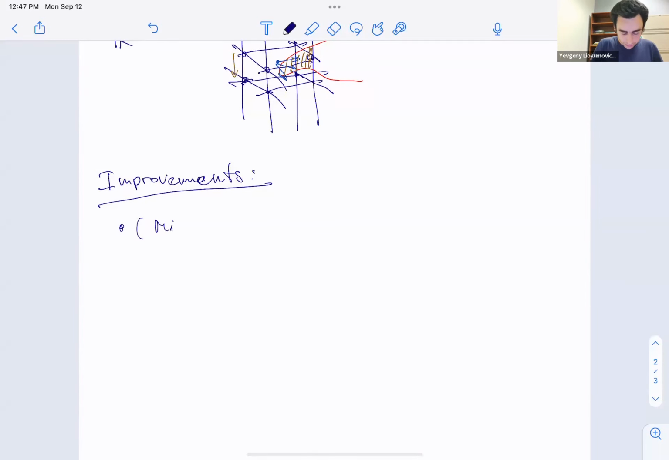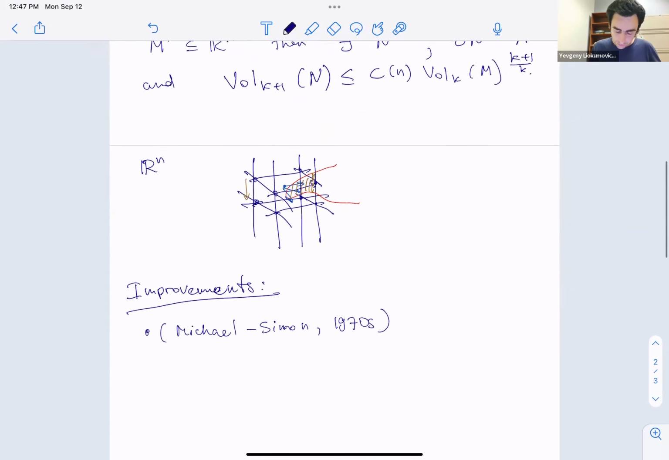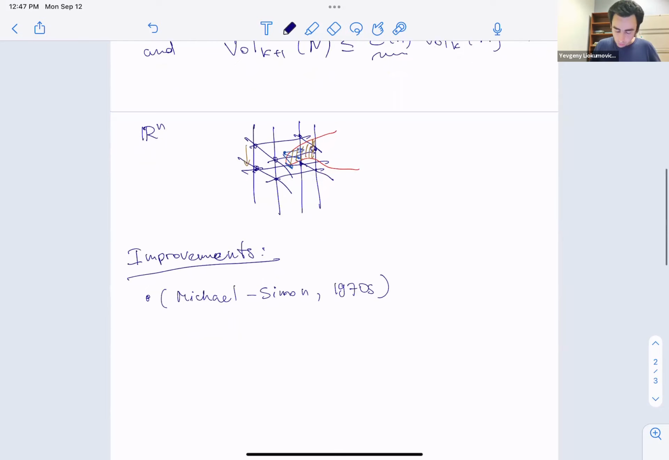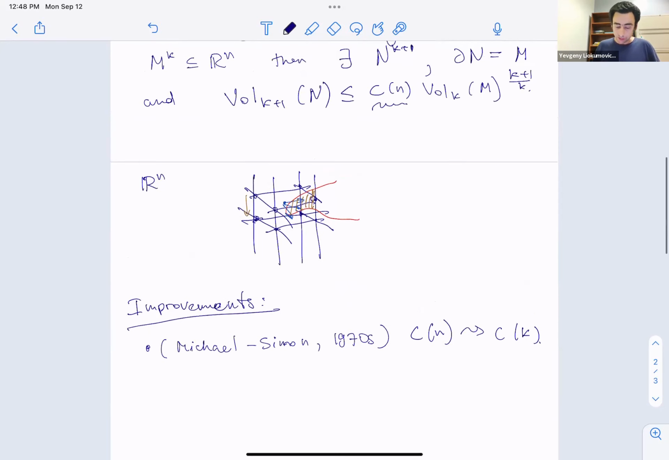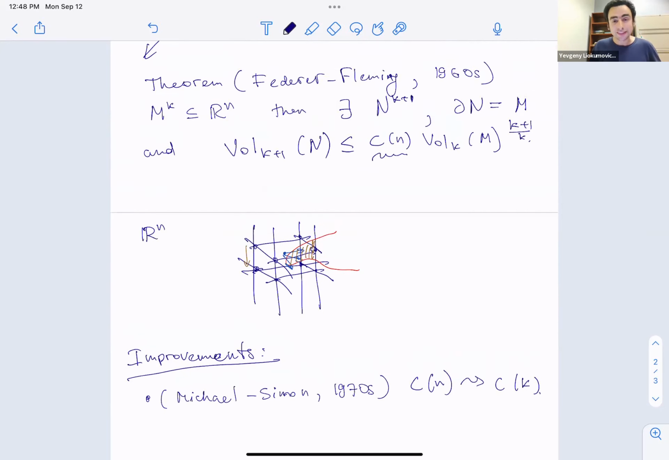So in the 1970s, Michael and Simon showed that in this inequality, you can change the constant that depends on n to a constant that depends on k. In other words, we can prove this inequality in a way that is independent of the dimension of the ambient manifold. And so the ambient manifold can be very large dimensional, but this bound will depend on the dimension of M.